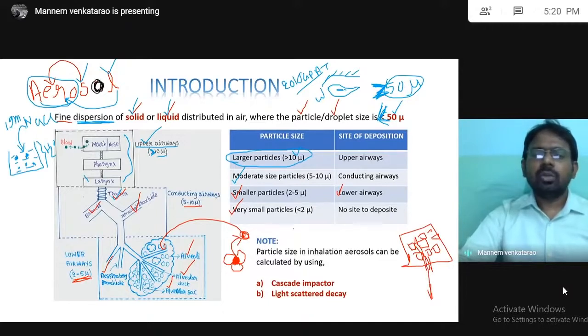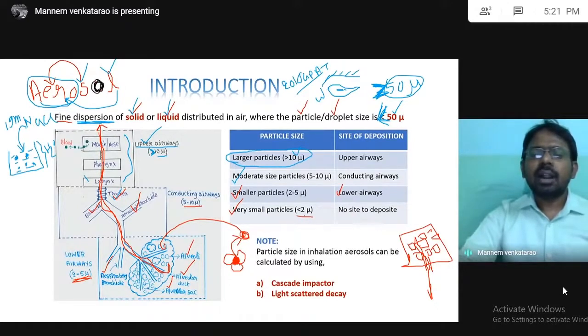That's why these less than 2 micron particles easily pass through the deeper airways, the lower airways. They rapidly enter into the lower airways, and just as fast they are immediately returned back. Why, sir? Because there are no seats to sit. That's why the less than 2 micron particles have no site, no tissue to deposit. That's why they cannot deposit in the respiratory tract.